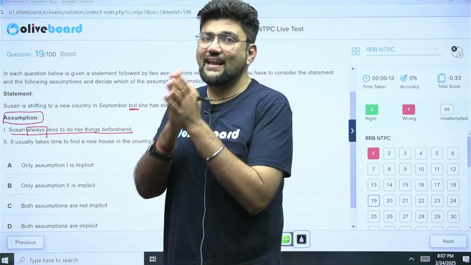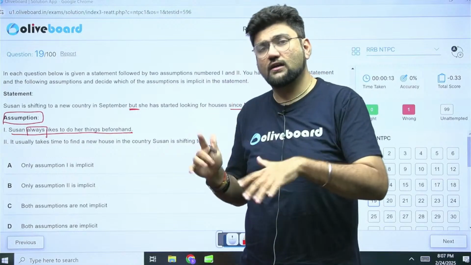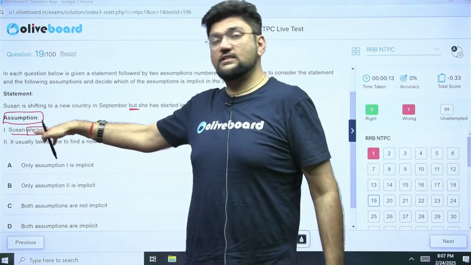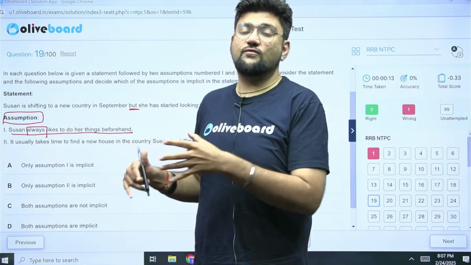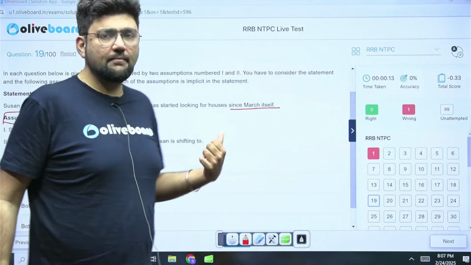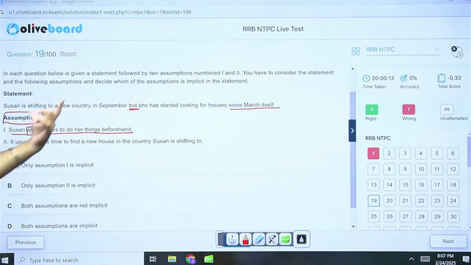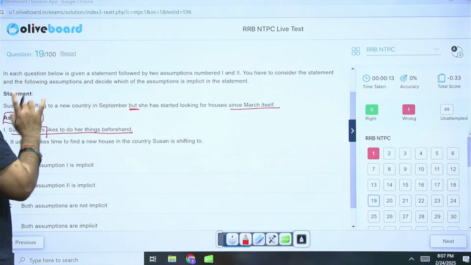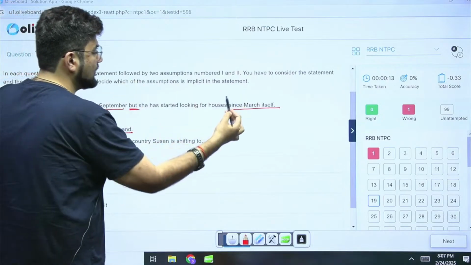If your assumption is in line with the statement, then always or should or must might not create a problem. Again, when I teach this, I always tell you that if you see always, don't just blindly cancel the assumption or conclusion or inference. Read through it, go through it again. There might be a possibility that it might be cancelled, but there might be a very rare possibility that it might not be. And here we can think that the author was thinking that Susan always likes to do her things beforehand. That is why he is saying that, okay, she is shifting in September but looking since March itself.